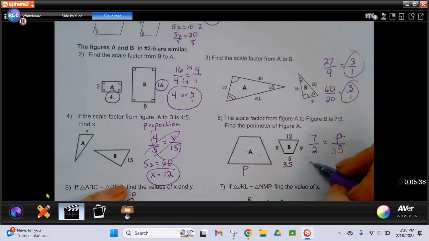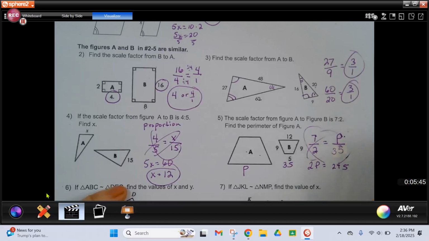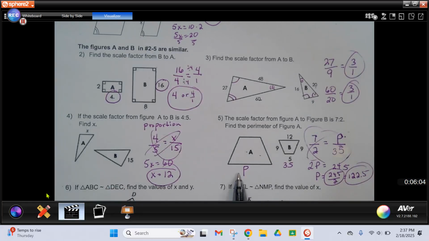Cross multiply and solve. So 2P equals 245. This is not going to divide evenly because it's not even. So P equals 245 divided by 2, or you can put it in your calculator and you get 122.5. Either one of those answers is okay. So the perimeter of the big one is 122.5, which is bigger than the 35. That's what we would expect.